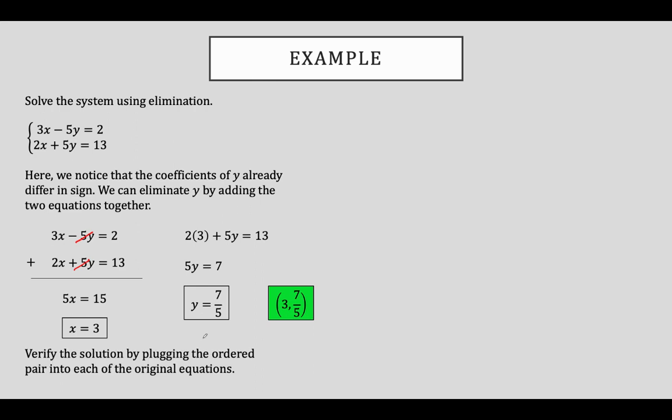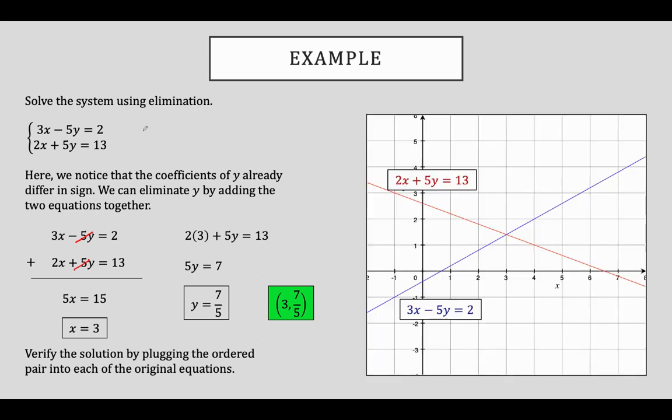We can verify the solution by plugging the ordered pair into each of the original equations, and doing so will make each one of our original equations true if we have the correct answer. We can also verify our answer graphically by graphing both of our lines and finding the intersection point. Doing so, we recognize that the intersection of these two lines is indeed at (3, 7/5).